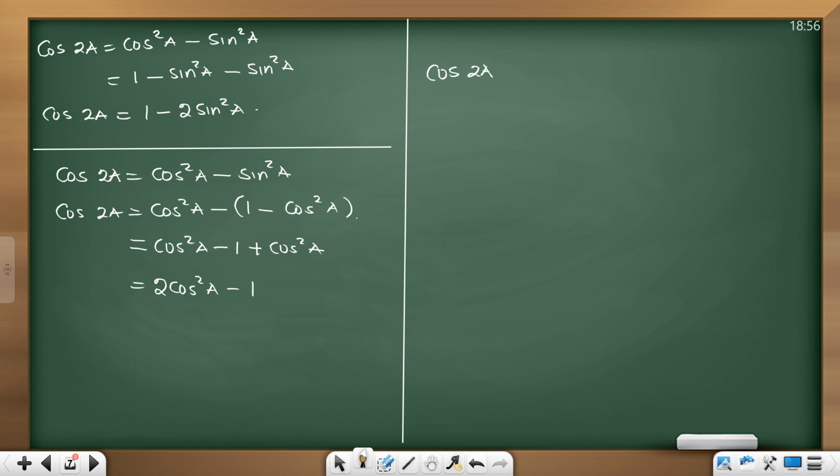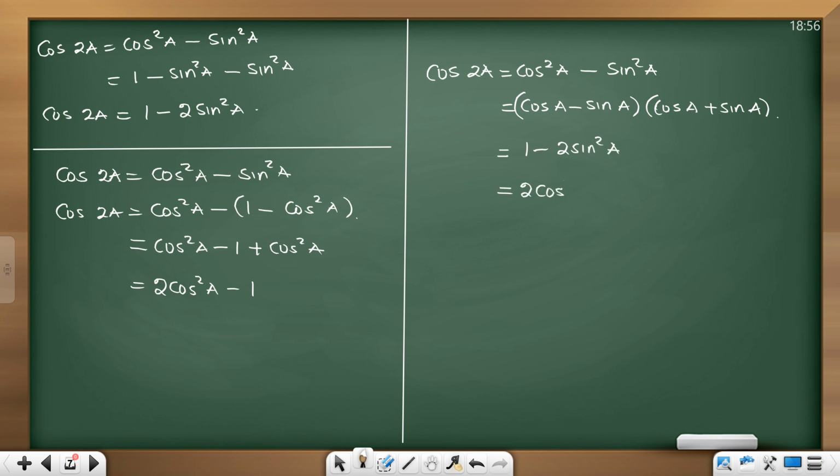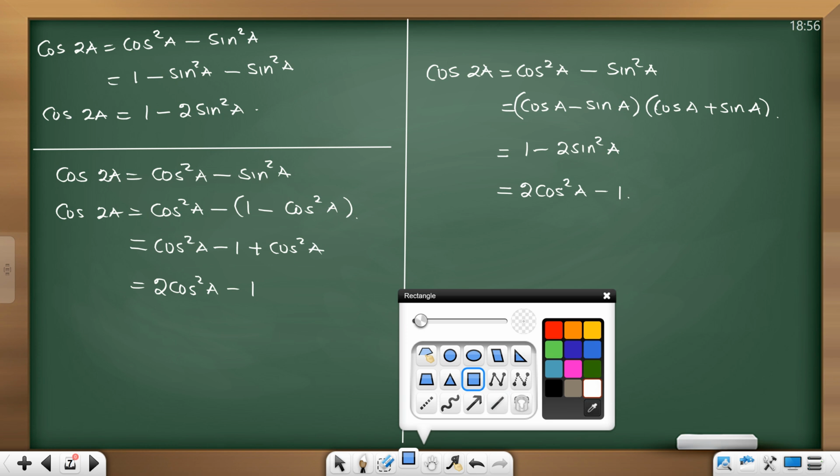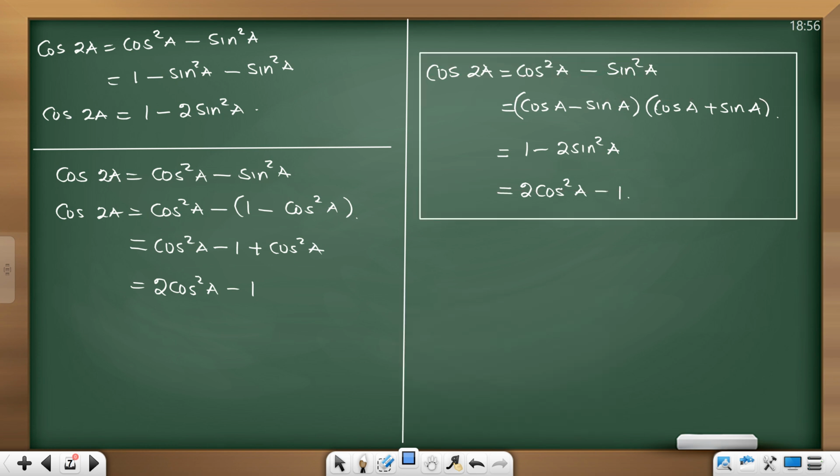of cos 2a. First one, actually 3 formulas, but we need to know that this can be written as what? Cos a minus sine a by using difference of what? 2 squares. This is important for proving identities. And this is the same as 1 minus 2 sine squared a, which is the same thing as 2 cos squared a minus 1. Please take note of these formulas. These are called double angles.